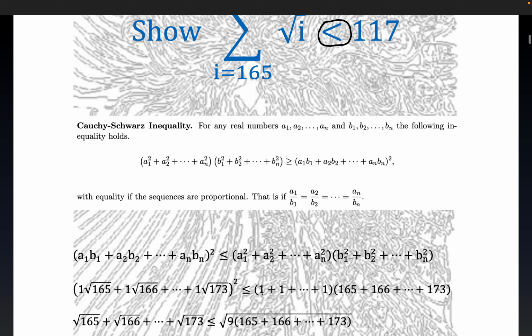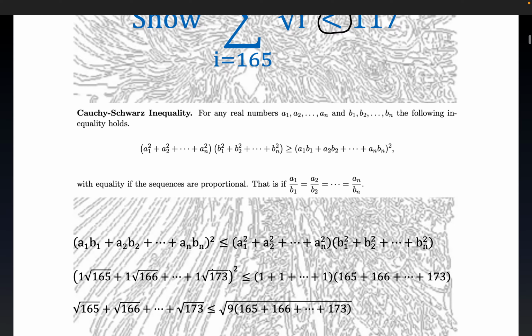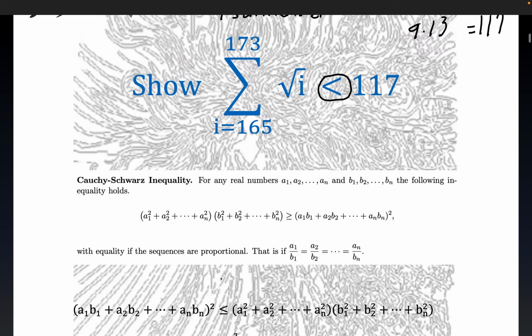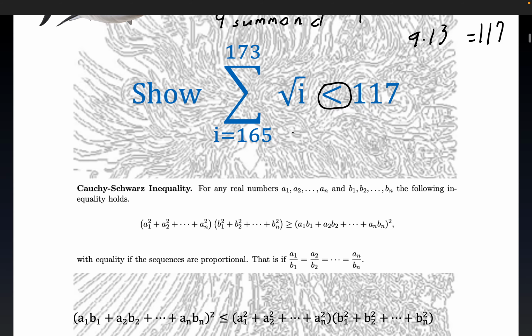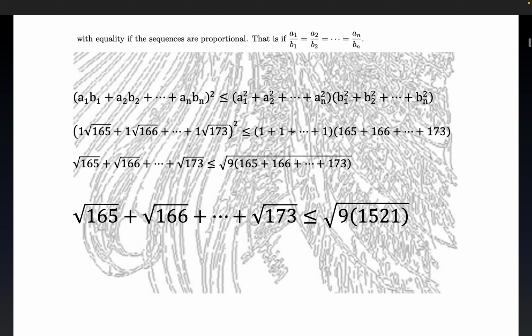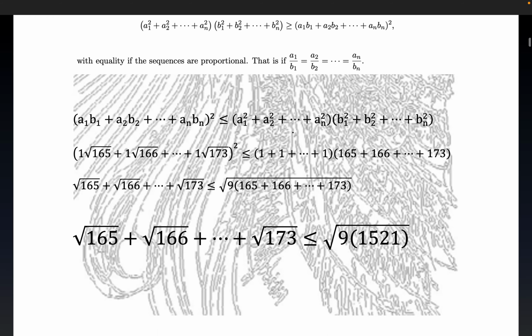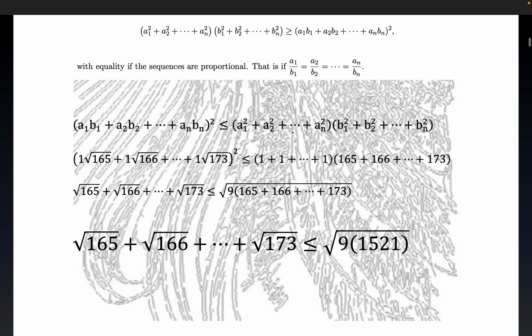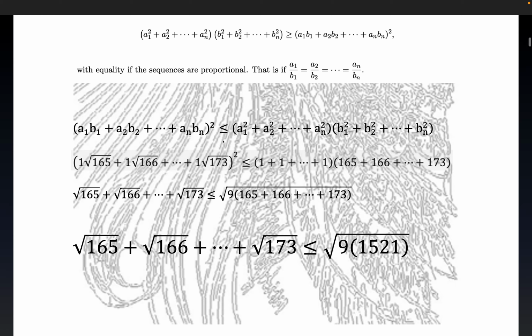Now, y'all, I rewrote this in a way that's a little more palatable. You see, you had greater than or equal to. I just wrote it less than or equal to. Because you see, we can write our left-hand side as 1 times the square root of 165 plus 1 times the square root of 166 plus, and so on, up to 1 times the square root of 173. That is our inequality squared, right? Now, we put the 1 there for a very convenient reason, because they become our a sub i's, you see.